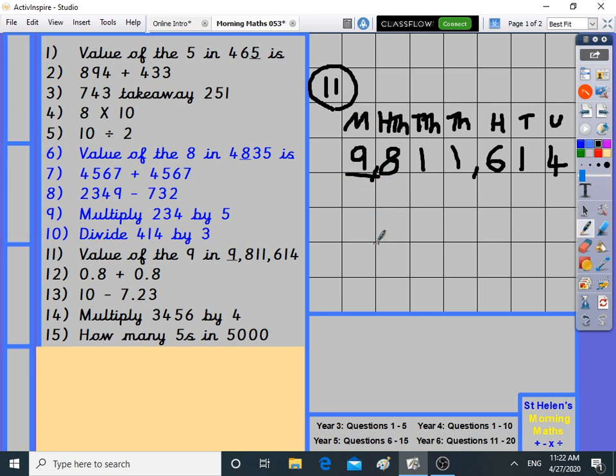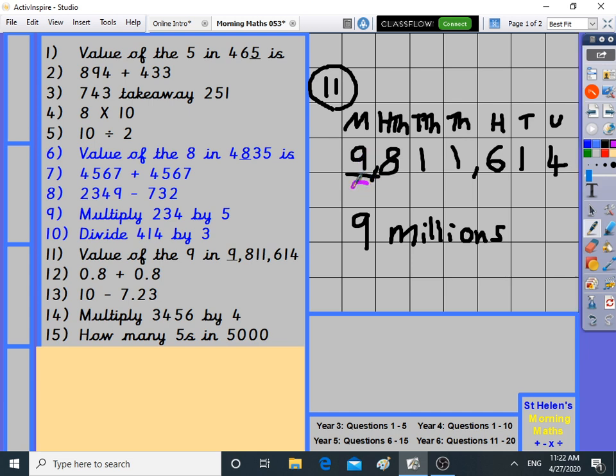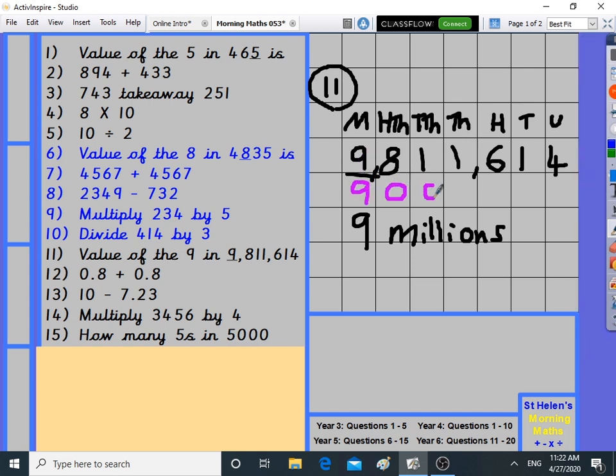What's the value of that 9? 9 millions. In digit form, you can just copy the 9 and put zeros to the end, and it will say 9 million.